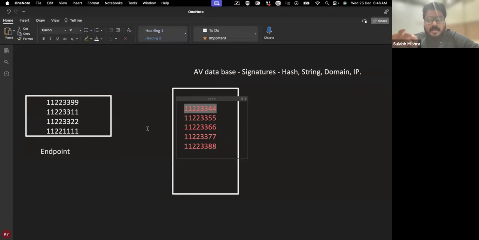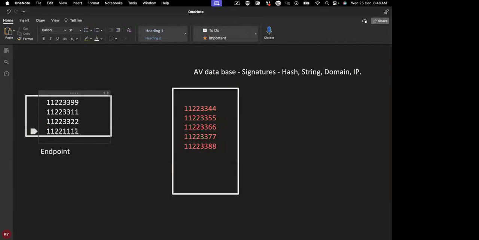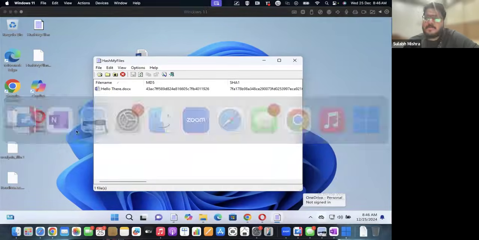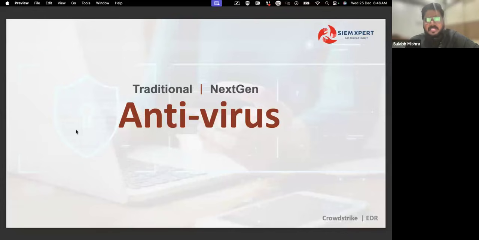Now you tell me, how secure are you? Let's say you have your laptop and you only have antivirus on your system. How secure do you feel right now? Not secure enough, sir. So that's the point here. When it comes to the drawback, it will only deal with the known malwares.